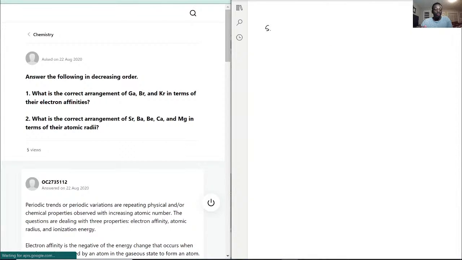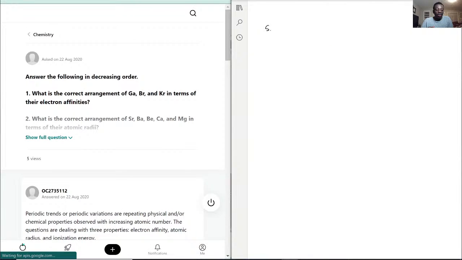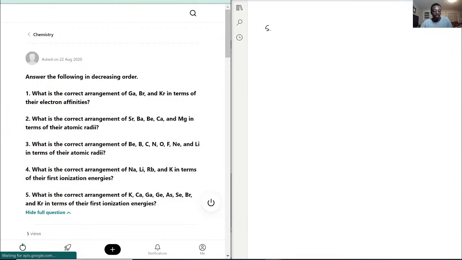Assume the following in decreasing order. What is the correct arrangement? Correct arrangement of Ga, Br, and krypton in terms of their electron affinities.